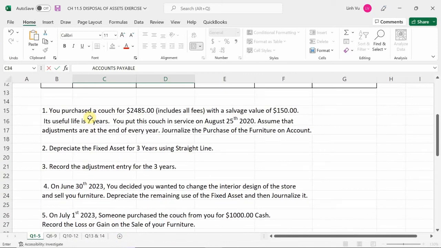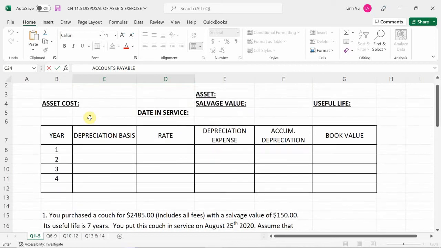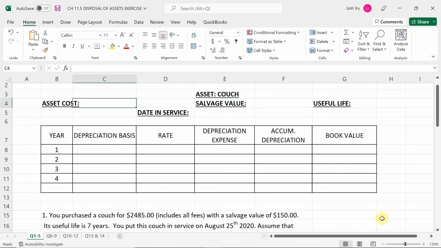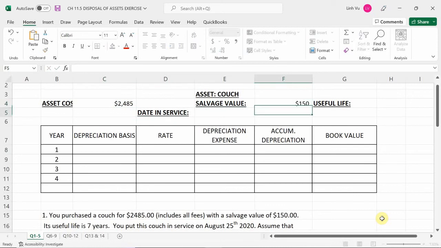So let's see what question number 2 says. Question number 2 says depreciate the fixed asset for 3 years using straight line. Here's the table above. We know that we bought a couch. What was the value of my couch? $2,485. How much was my salvage value? $150. What is my estimated useful life?